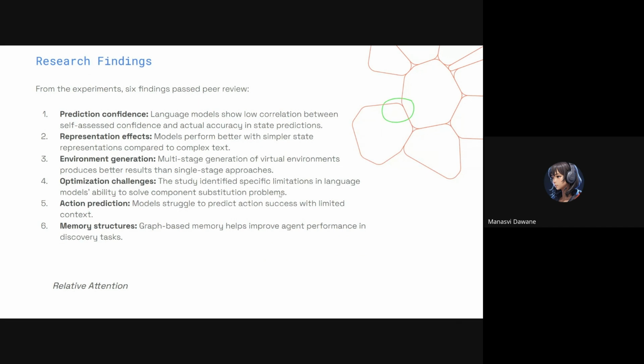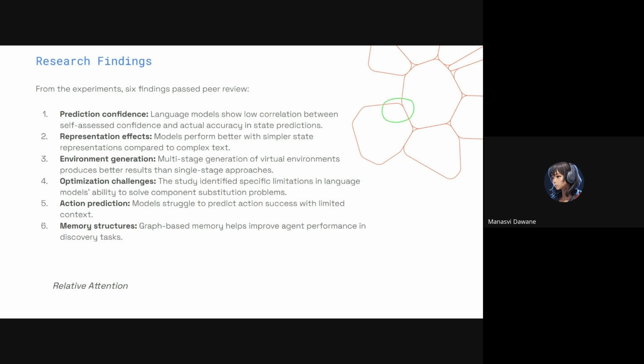The first finding was prediction confidence. Large language models show low correlation between self-assessed confidence and actual accuracy in state prediction, which we saw in the first example. Second was representation effect. Models perform better with simple state representation compared to complex tasks. For example, in a game, it was asked to do simple tasks like checking whether the door is open or closed.